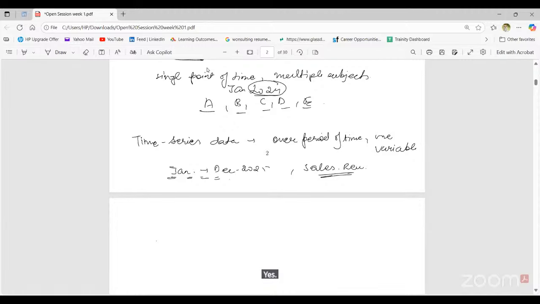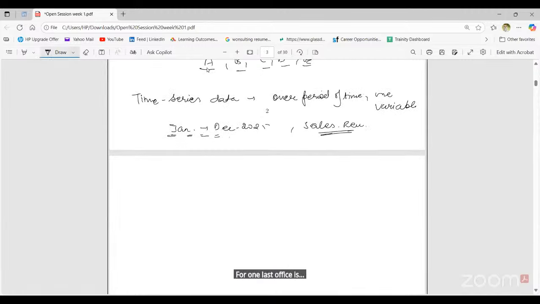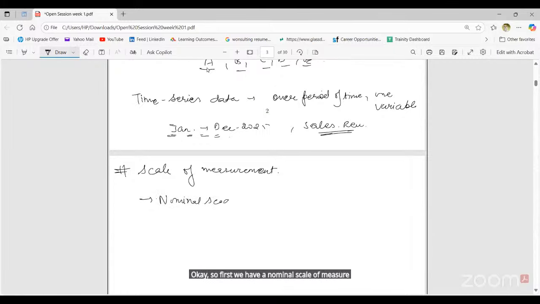So one last topic is scale of measurement. What are the scales of measurement? Nominal scale, ordinal scale, interval scale, and ratio scale. Okay. So first we have a nominal scale of measurement. What is a nominal scale of measurement?